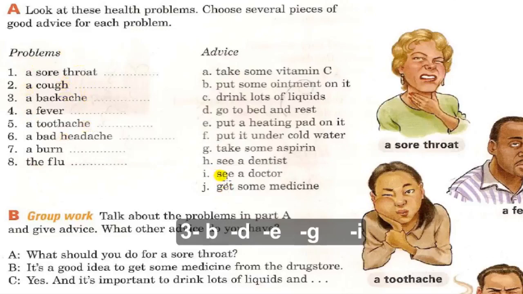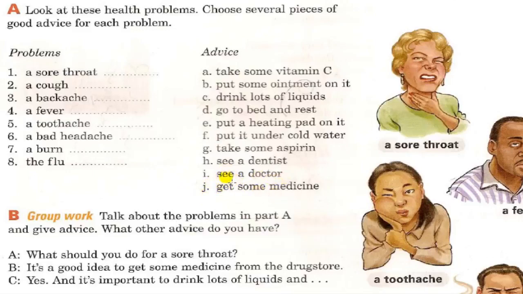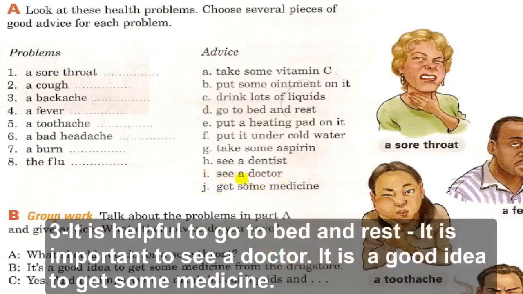General answer: it's important to see a doctor. It's helpful to get some medicine. I can use advice like it's important to see a doctor, it's helpful to get some medicine. Also general answers: it's a good idea to go to bed and rest. It's important to see a doctor. It's helpful to get some medicine.